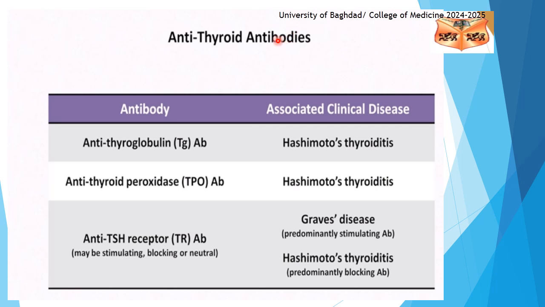واحدة من التست اللي تستخدم بالنسبة لل thyroid function test هي anti thyroid antibody. عندنا أنواع من الانتي ثايرويد انتي بودي، اللي هي انتي ثايروغلوبولين اللي هو TG antibody، وانتي ثايرويد بيروكسيديز TPO antibody، وانتي ثايرويد ستيميوليتنج ريسبتور TR antibody. بالنسبة لل TG antibody يستخدم، associated with Hashimoto thyroiditis. عندنا بالأنتي ثايرويد بيروكسيديز antibody أيضا بالهاشيموتو thyroiditis. أما بالنسبة للأنتي ثايرويد stimulating receptor antibody قد يكون هناك stimulating or blocking or neutral for the receptor، تستخدم for Graves disease أو وقد يستخدم بالهاشيموتو thyroiditis.